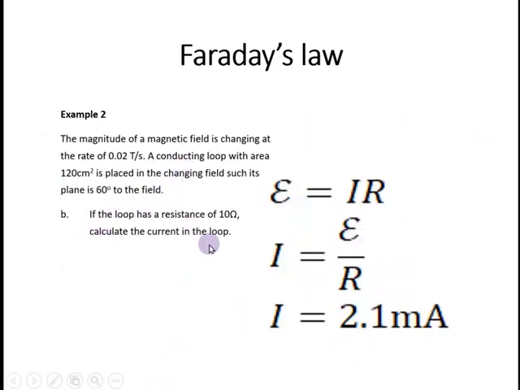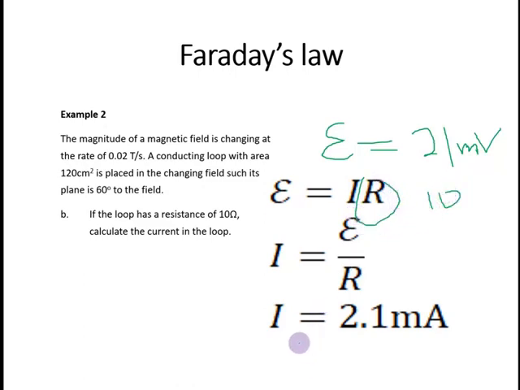The second part of our question. We have an induced EMF of 21 millivolts. And we are told the resistance is 10 ohm. So go ahead and then confirm that the current that will be flowing will be 2.1 milliamp.